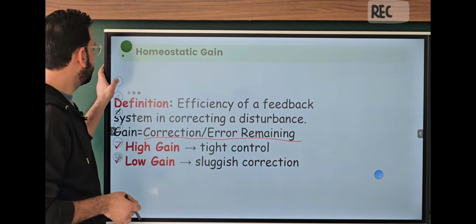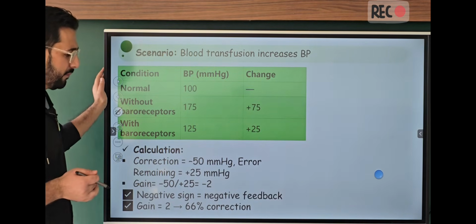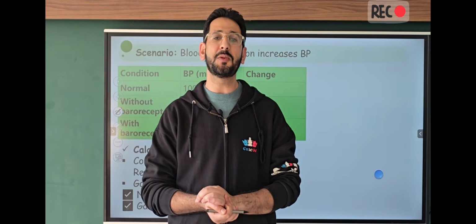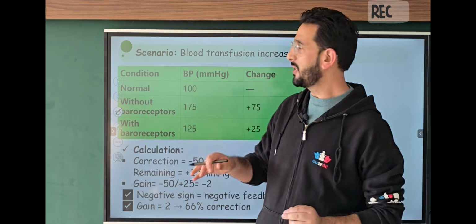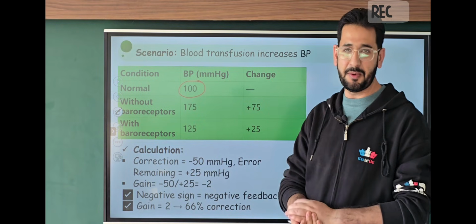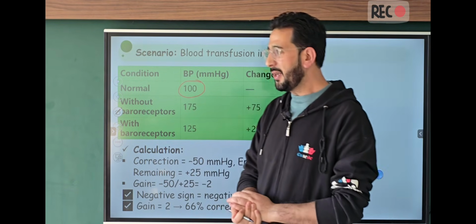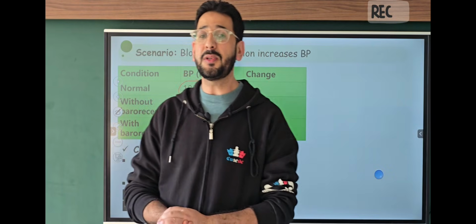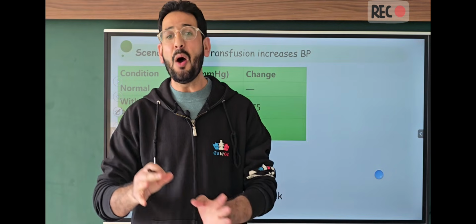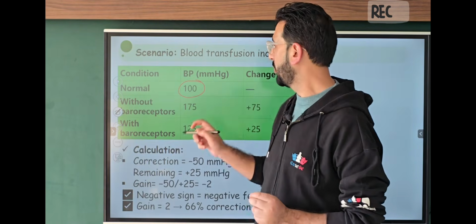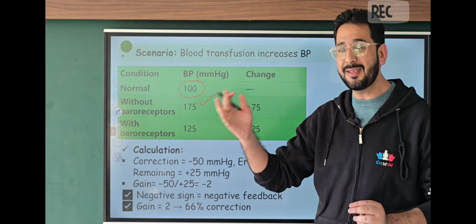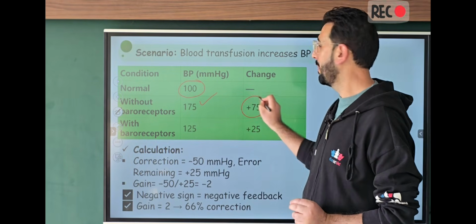Now let's understand this with an example. For example, we have to transfuse blood into a person, and before transfusion, the normal blood pressure is 100. For example, mean arterial pressure is 100 mmHg. Now if there are no baroreceptors, that means if this homeostatic mechanism is not there inside the body, after the transfusion the blood pressure reaches 175. That means how much increase is there? There is a 75 mmHg increase.